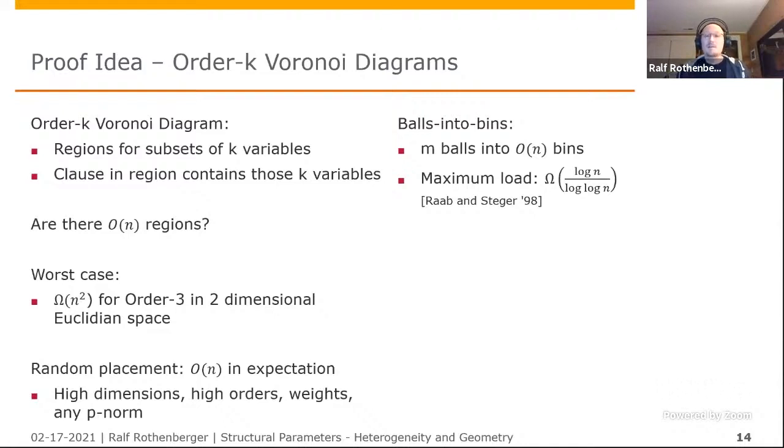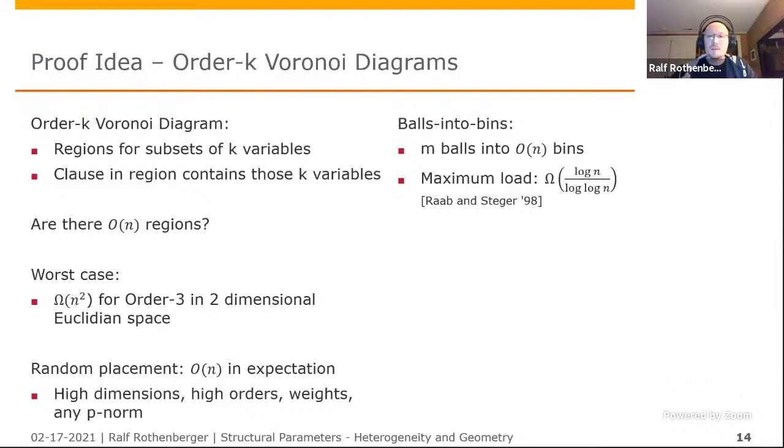And this is already enough to use the balls into bins argument and to show that our formulas are, with probability tending to 1, unsatisfiable. So this captures a lot of cases. Well, we can choose arbitrary constant k. We can choose our weights with the constraints that I showed you before, for example, power law weights. We can show any p norm.